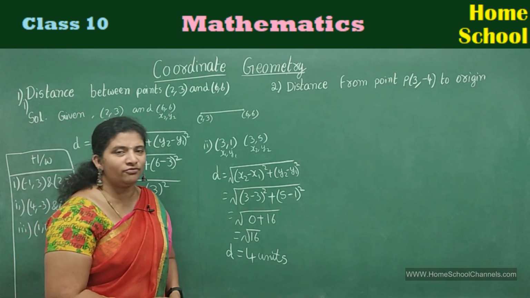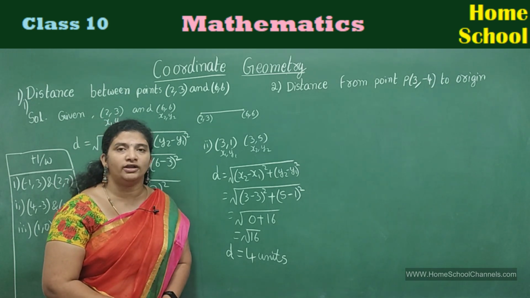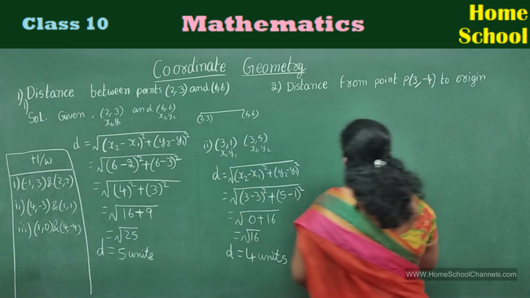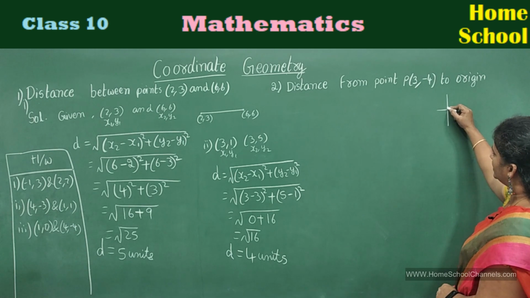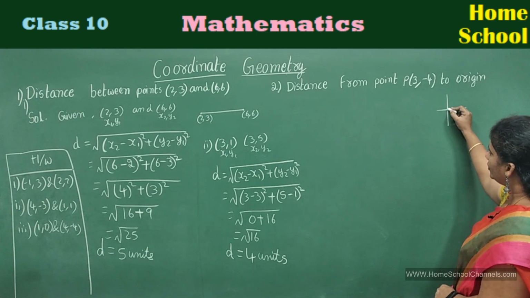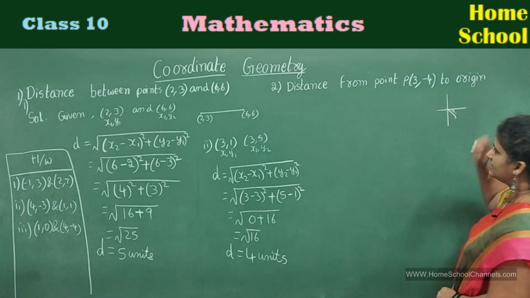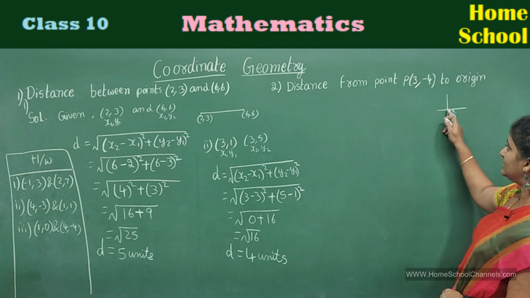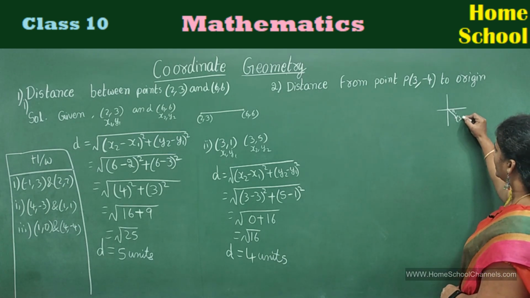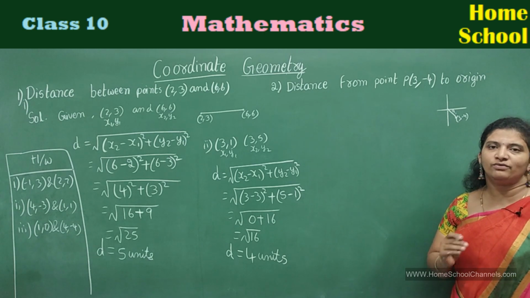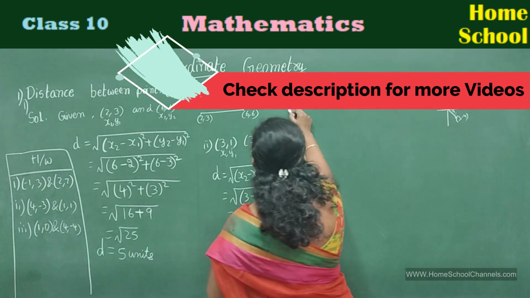So let's move to the second variety of problems. Distance from point P (3, minus 4) to the origin. Here what you need to understand is, in a graphical scale, from the origin, where you are going to get (3, minus 4)? Somewhere here, right? So what is this distance is your question. Distance from a point to the origin. And what is this point? Coordinate (3, minus 4).